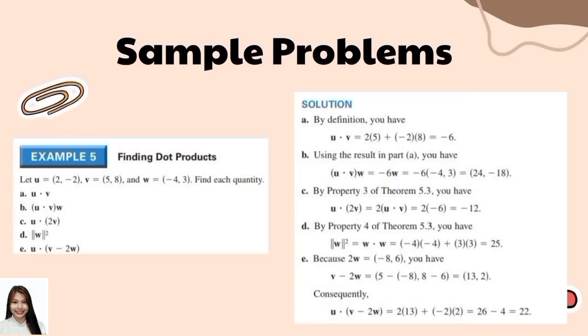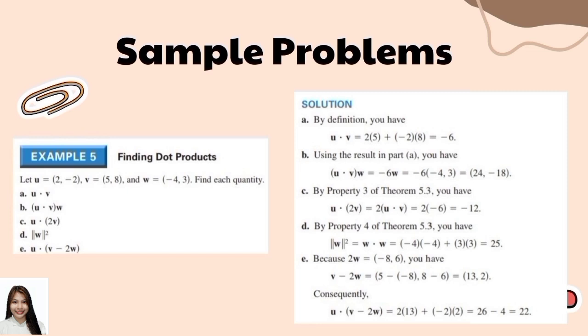Sample problems on the properties of the dot product. Finding the dot products, let u = (2, -2), v = (5, 8), and w = (-4, 3). Here's the solution. A, by the definition, u · v = 2 times 5 plus -2 times 8, which is equal to -6.